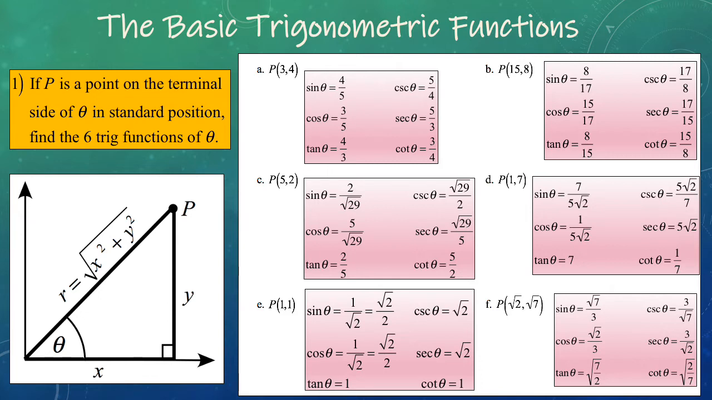Cosecant theta, therefore, is 3 over the square root of 7. Secant theta is 3 over the square root of 2. And cotangent theta is the square root of 2/7. Again, for the cofunctions, we can rationalize all three of them, but we choose not to.